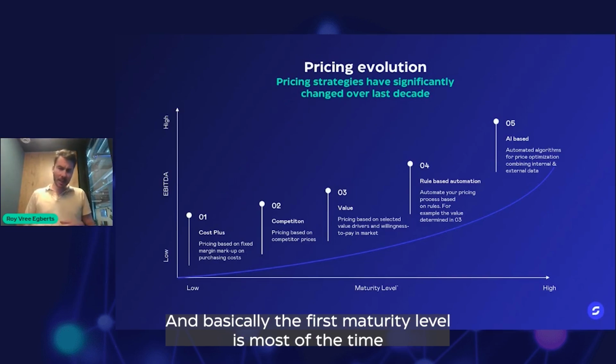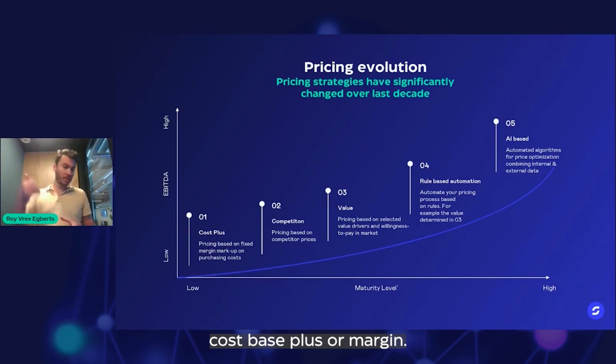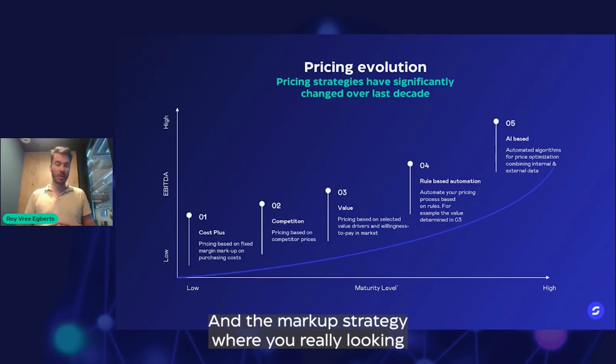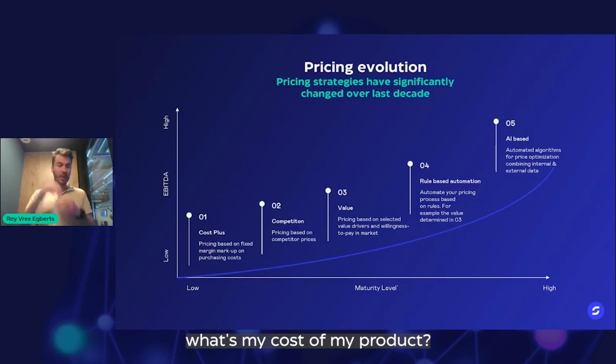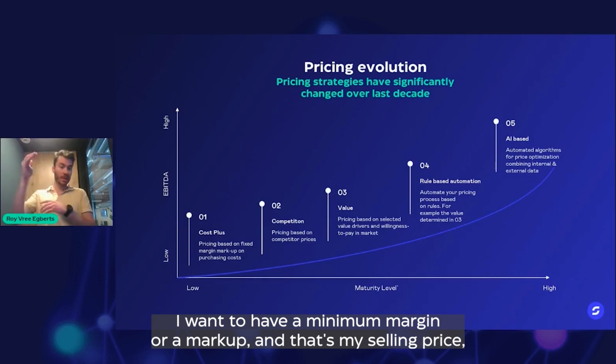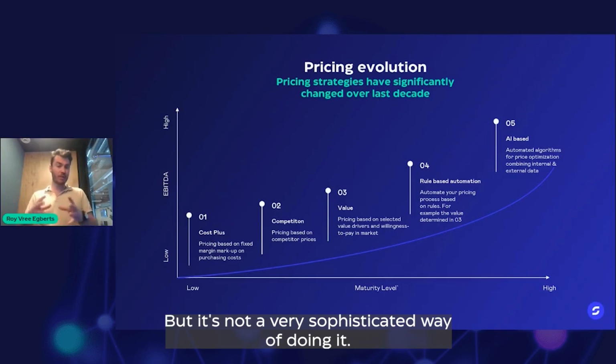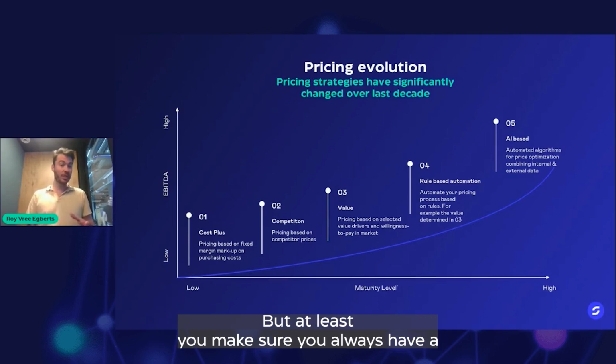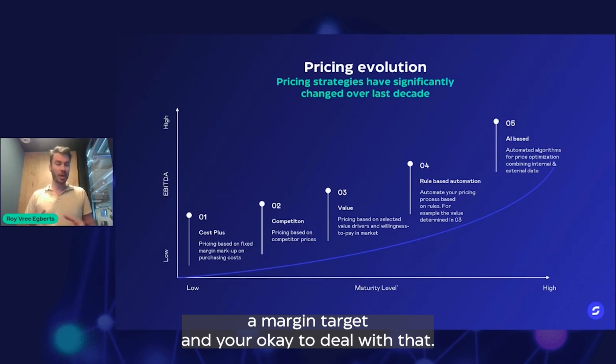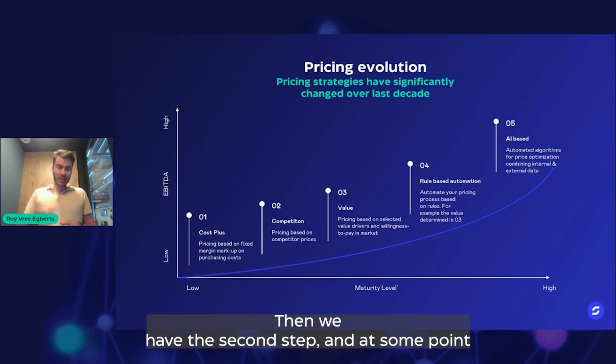Basically, the first maturity level is most of the time a cost-plus or a margin markup strategy where you're really looking at what's the cost of my product. I want to have a minimum margin or a markup, and that's my selling price, which is mostly done via Excel or can even be done via an ERP system, but it's not a very sophisticated way of doing it. But at least you make sure you always have a margin target and you're okay to deal with that.